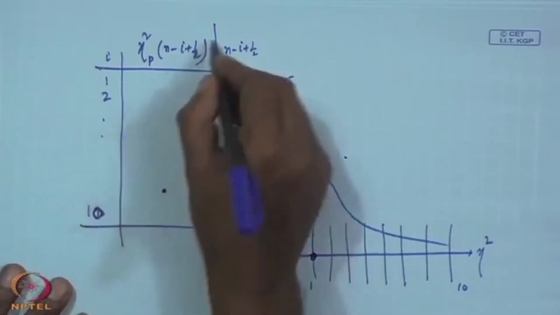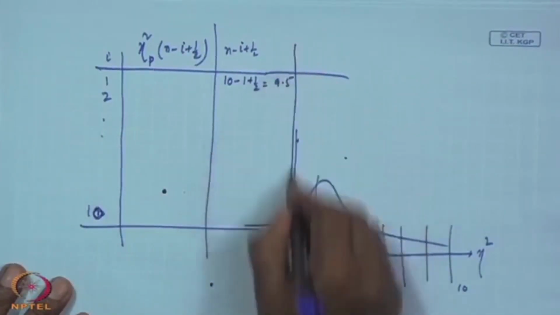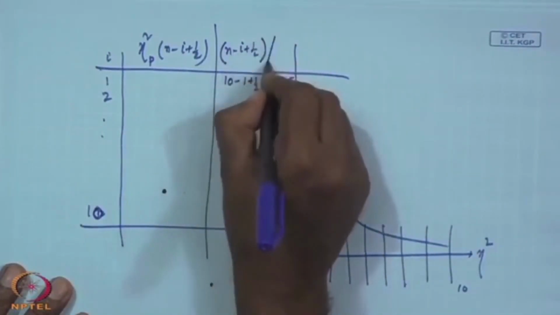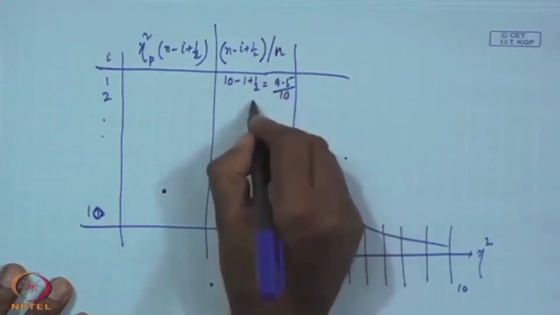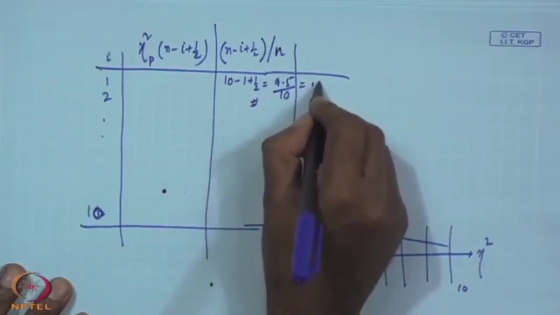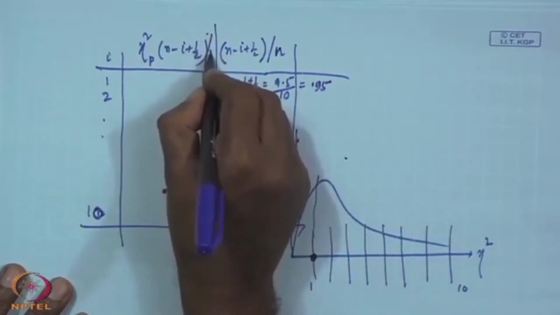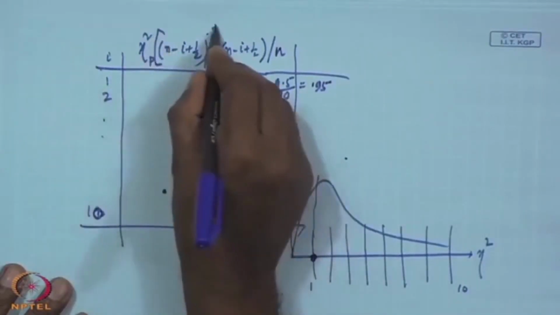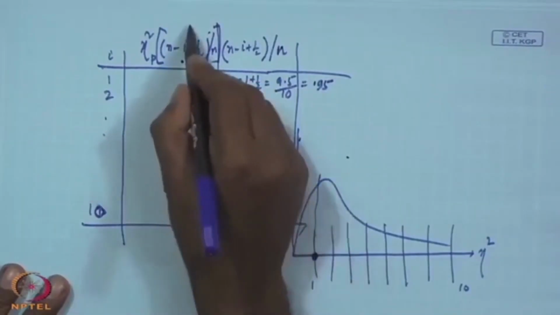So, we want to find out the probability. How many data points are there? 10 data points are there. So, if I divide by n, that is by 10, this will be 0.95, and this one also you write as divided by n, because this is the probability value, the alpha value.